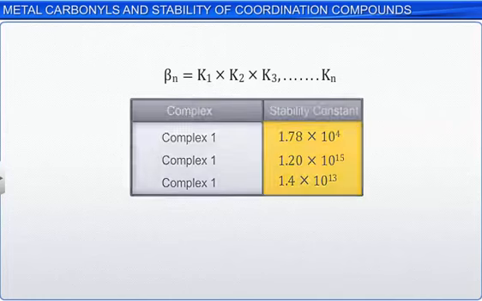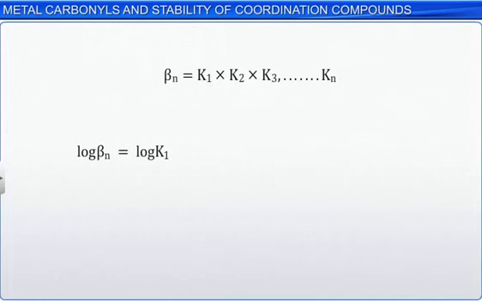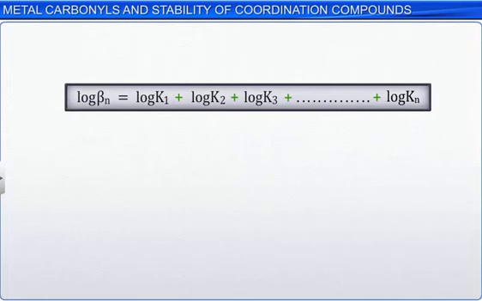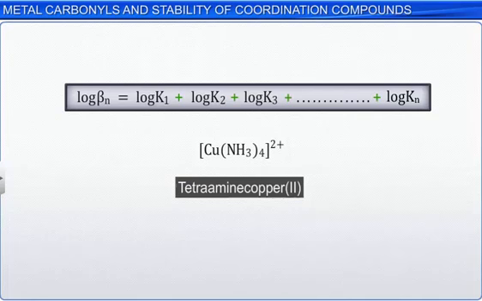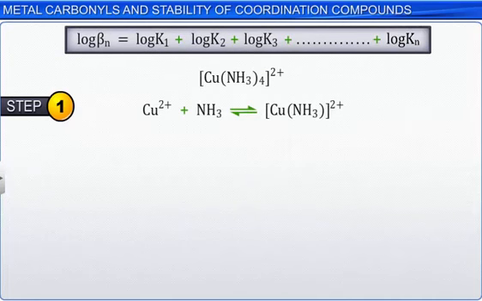Consider the formation of the complex tetraamminecopper(II) to understand this better. The addition of ammonia ligand to cupric ion may be considered the first step. The stability constant for this step may be written as K1 is equal to the concentration of Cu(NH3)2+ divided by the product of the concentrations of Cu2+ and NH3. The experimentally determined value of the stability constant for this step is 1.78 multiplied by 10 raised to the power of 4. When quoted in log scale, its value is 4.25.